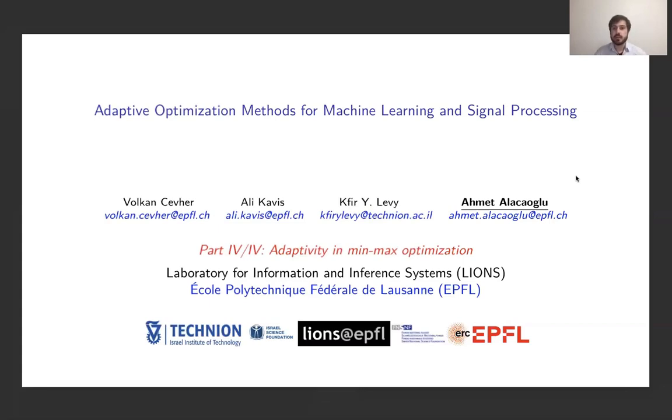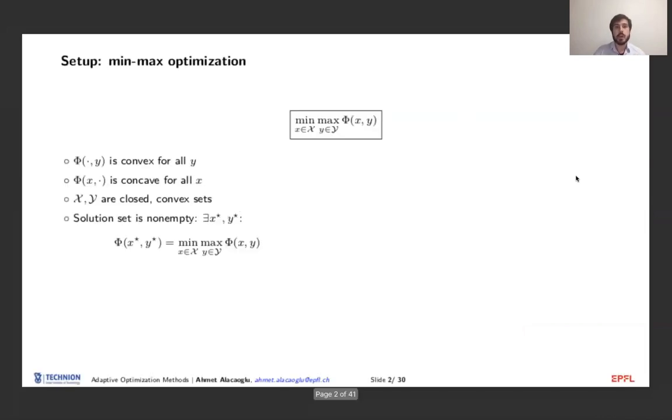Hello, my name is Ahmet Alacaoglu, and I'm going to present the last part of our tutorial, which is on adaptivity in min-max optimization. First, I'm going to talk about the problem that we want to solve in this case, which is a min-max problem where we have phi of xy as the coupling function, and x we will refer to as the primal variable, and y we will refer to as the dual variable.